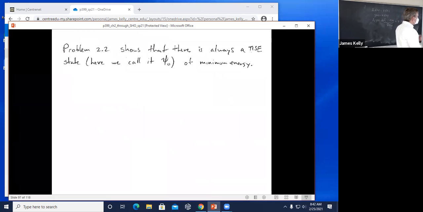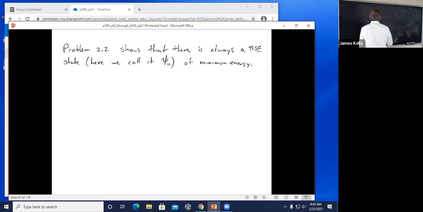Now, here's a problem that I don't think I assigned anywhere. And maybe it's worth doing on the board just for a second. Problem 2.2 in Griffiths shows that there's always a time-independent energy equation solution. We'll call it psi 0, at least for the harmonic oscillator. For the infinite square well, the lowest energy solution was called psi 1. But traditionally, as you probably know, we call the lowest energy state psi 0 for the harmonic oscillator. There's always one of minimum energy.